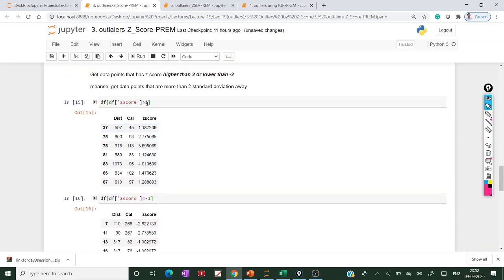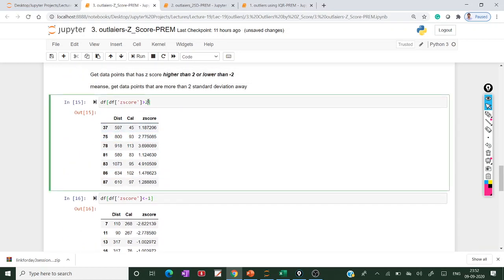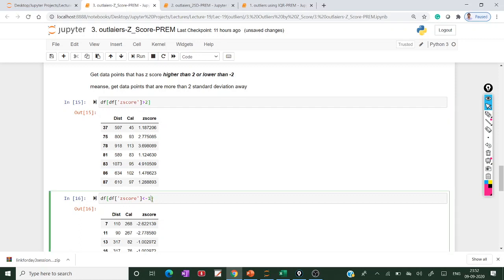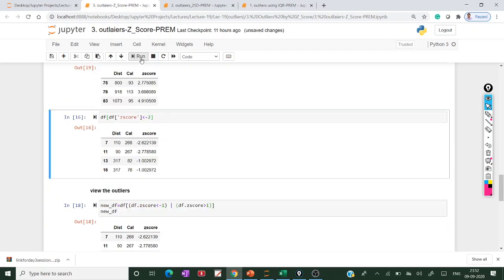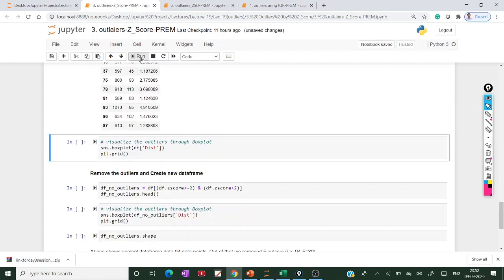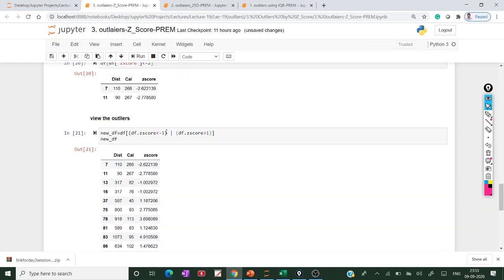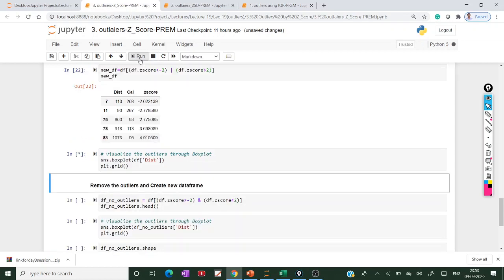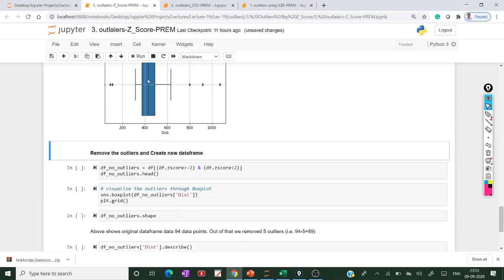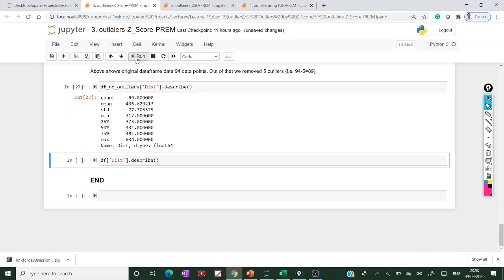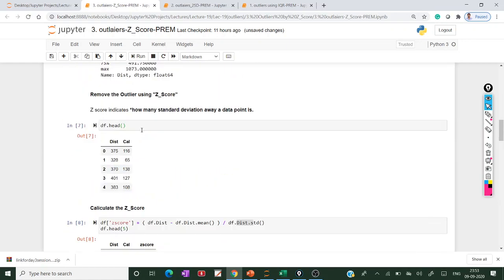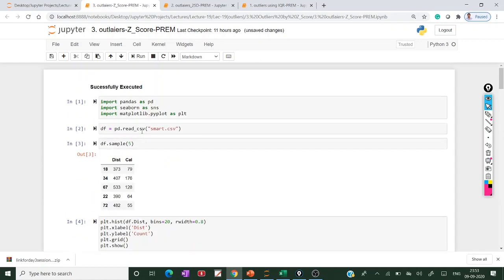That's why we have to choose our z score according to our problem statement. Previously we considered 2 standard deviations. Here also I am considering a z score of 2. That's why we are getting the same result. Here, instead of 1, we are taking 2. See, these are the outliers. So this is the same. This is the z score concept: identifying the outliers and removing the outliers by using the z score.